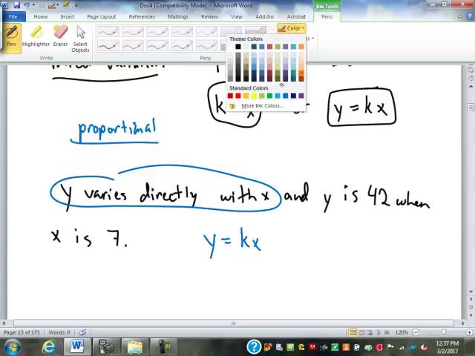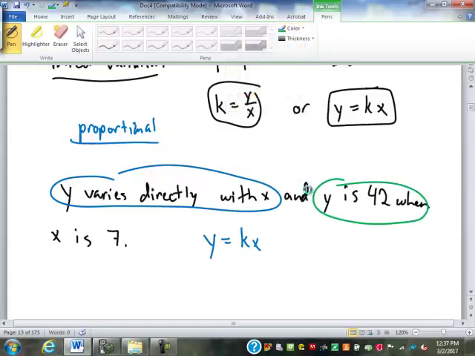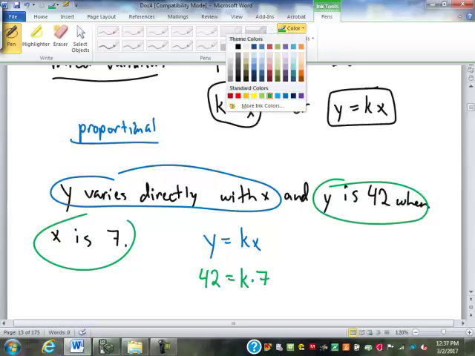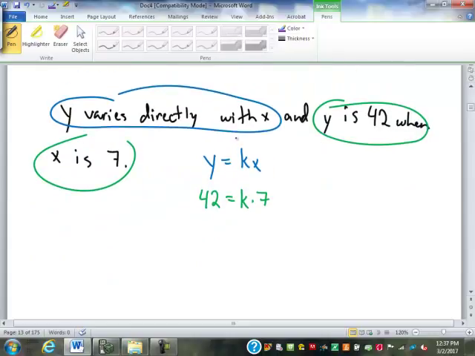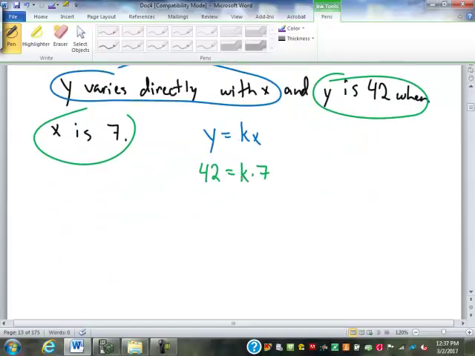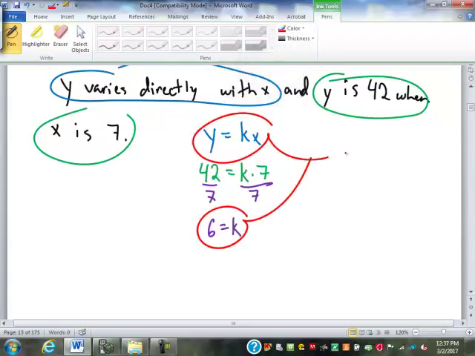The second part, y is 42 and x is 7, is saying we can plug in 42 here for y, and we can plug in 7 for x, and we can now find k. And we can now define this relationship a little better. How do we find k here? We divide by 7. 6 equals k. So what that means is the true relationship here is y equals 6 times x.